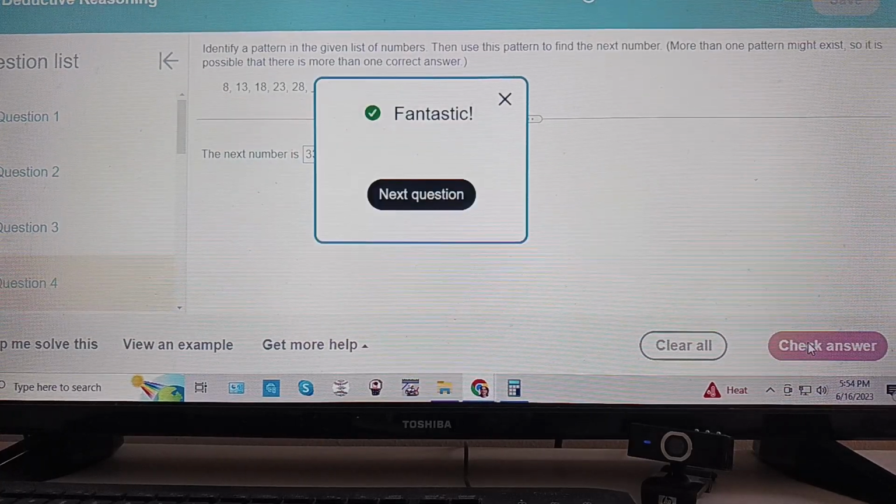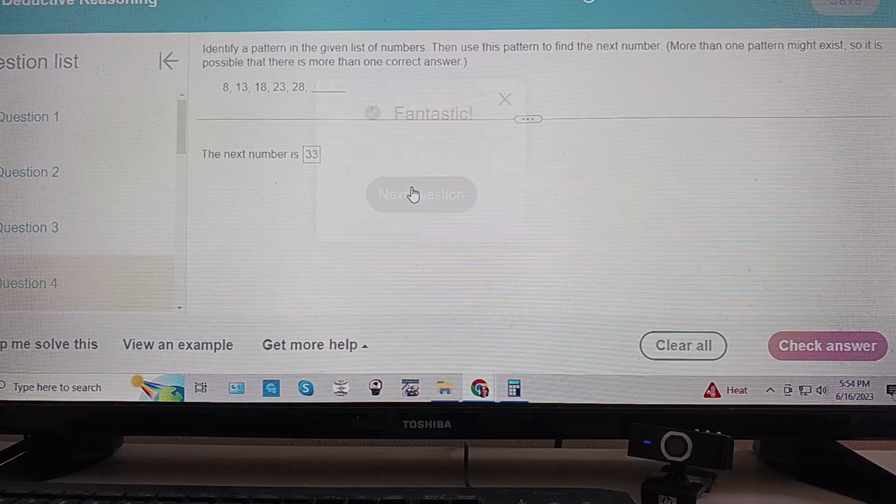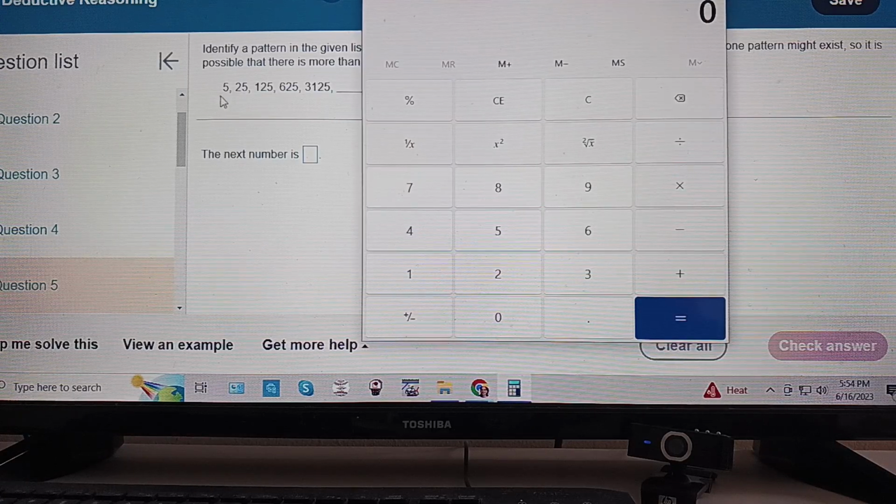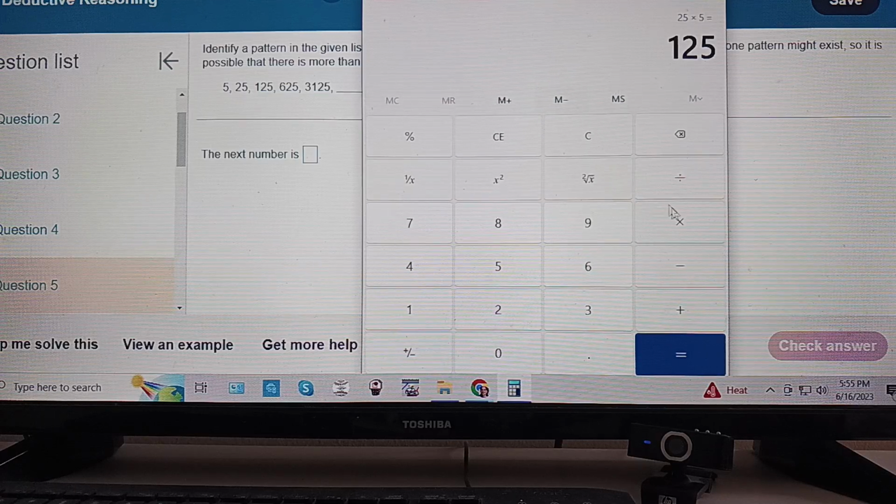Okay, 33. A little bit harder here, because see how big the numbers are getting. So if you think you know what's happening early on, you might want to check that with the other ones. Now it appears 5 times 5, that's how we normally get 25. So maybe they're always multiplying by 5. Well, let's see. If I multiply 25 by 5, do I get 125? Yes. And if I multiply by 5 again, it's supposed to be 625 next in the list, and yes.